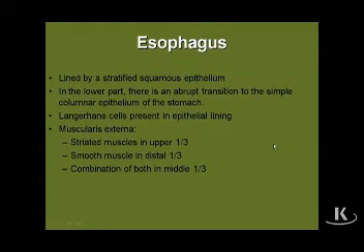So the muscularis externa, we said, basically is slightly different in terms of the kind of muscle that it contains. We pointed out that it contains skeletal muscle exclusively in the upper third, which is really an extension of the skeletal muscle lining of the pharynx. Smooth muscle in the lower third, and probably a combination of both in the middle third.